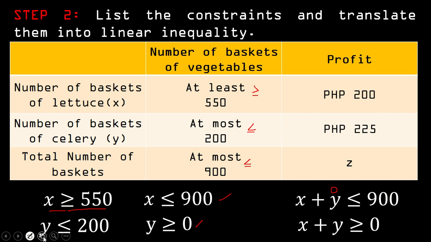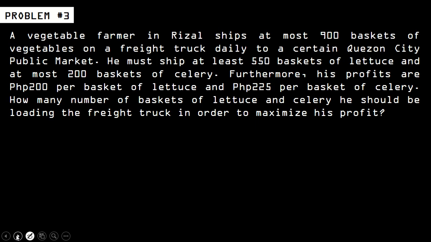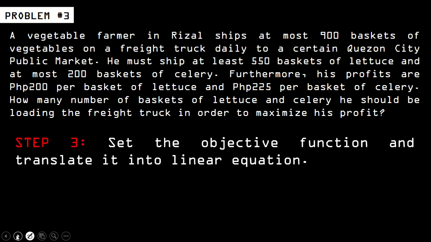And then for the next one, for step number 3, for the profit, let's represent that as a linear equation. So we'll have 200x plus 225y is equal to z, from the third column of our previous slide.